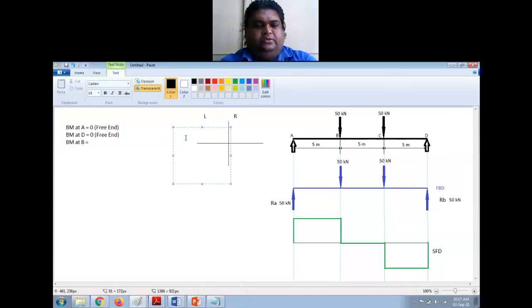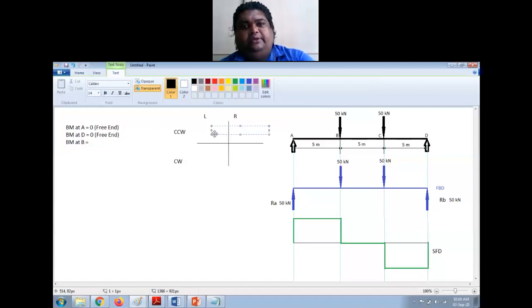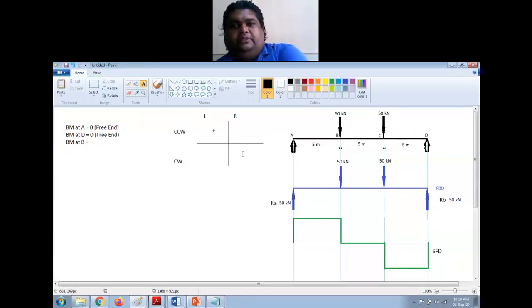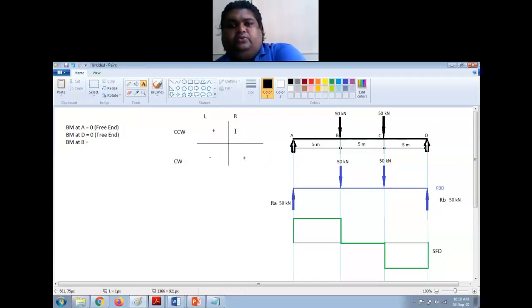This is CCW, CW. So left side counterclockwise you can take it positive, and right side counterclockwise you can take negative. Left side clockwise you can take negative, and the other one will be positive. So diagonally it should be the same sign. So if you put plus here, then this should be plus, and this will be minus, and this will be minus.